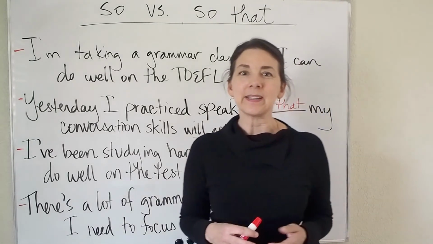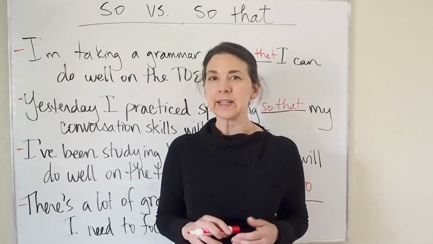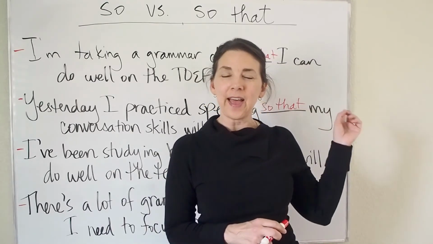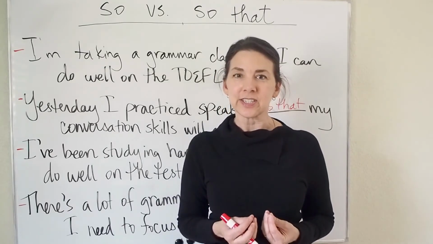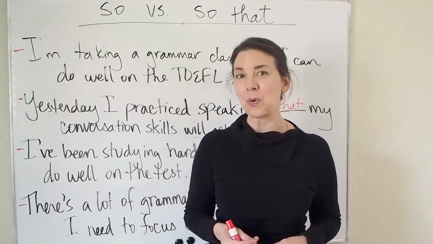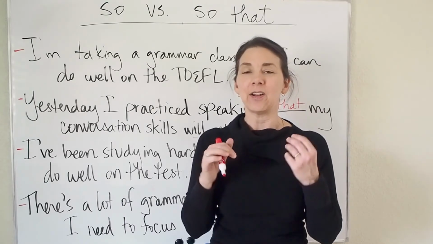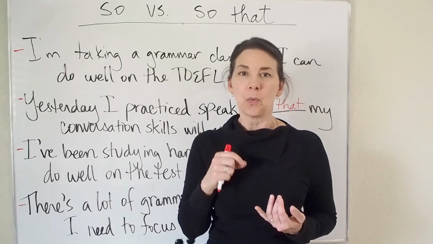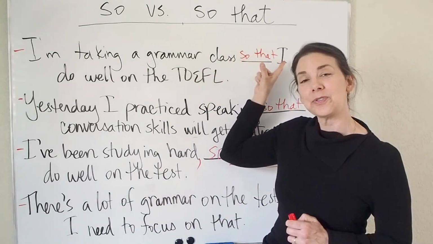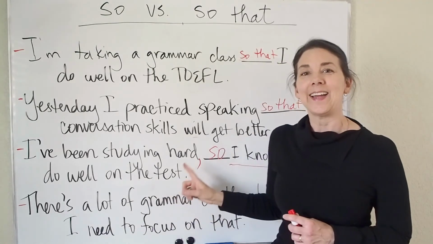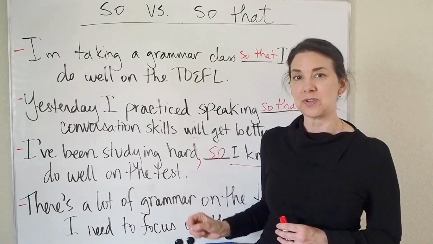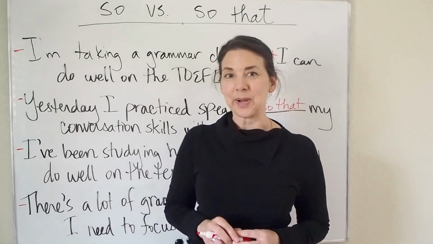This is tricky because sometimes it seems like the meaning is the same, but you want to remember that with so that there's this kind of condition in the meaning, that it's something that you hope will happen or it's a goal or a plan, and it always answers the question, why? Remember also that you can substitute in order to for so that, and you can substitute therefore or as a result for so. So those words can also help you.